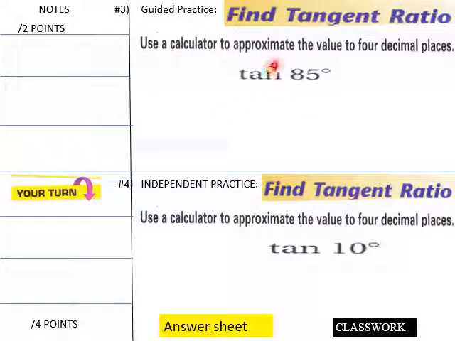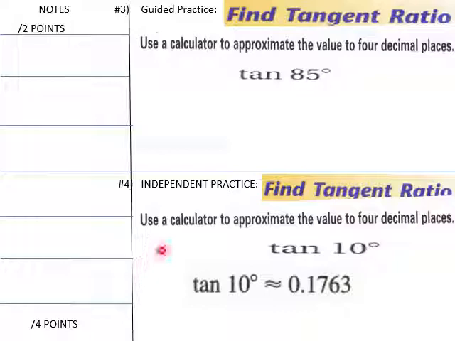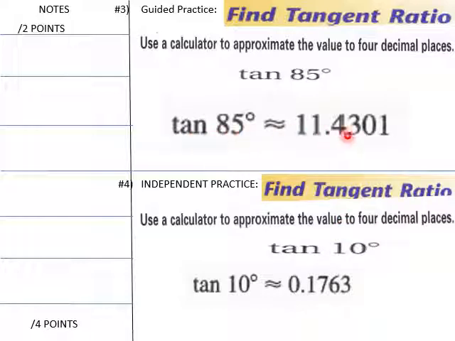Okay, using our calculator again for 3 and 4. Teachers, give your students 3 minutes on this one. They should knock these out real quick. Okay, welcome back. Tan 10 is this number here, and then tan 85 would be this number here.